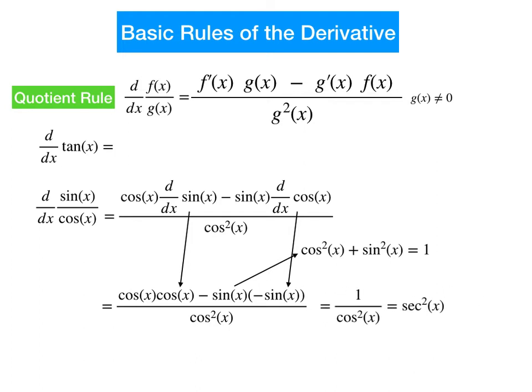And we know that 1 over cosine of x is secant of x. So 1 over cosine squared of x is secant squared of x. As a conclusion, the derivative of tangent x equals secant squared of x. And we found this derivative using the quotient rule.